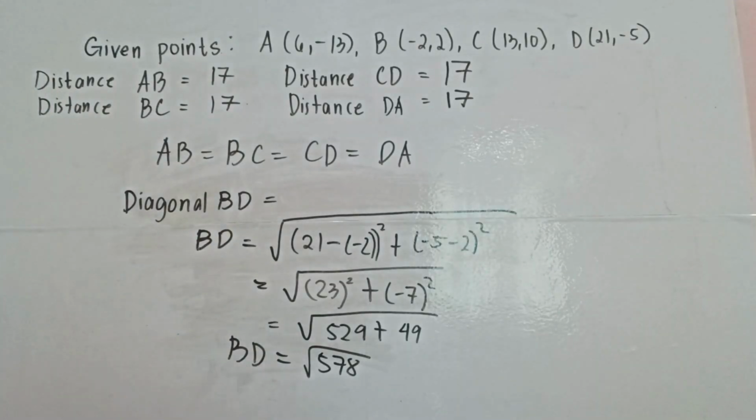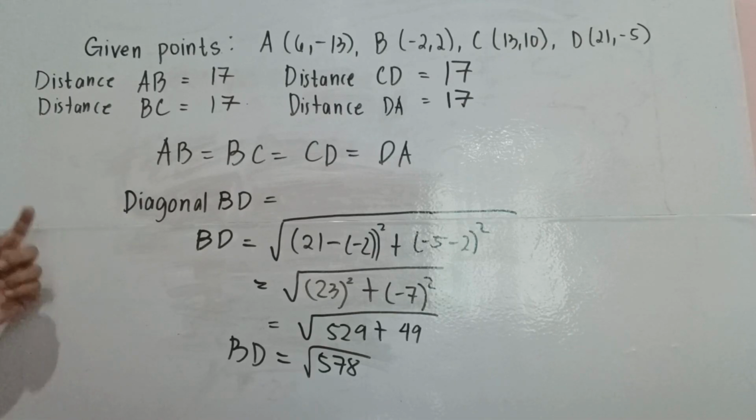Therefore, the distance between B and D, or its diagonal BD, is the square root of 578. Since the diagonals are both equal, as we can remember with diagonal AC, both measuring square root of 578, this confirms the second condition for a square, in which the diagonals must be equal in length.